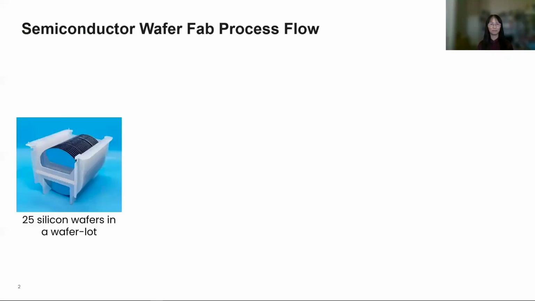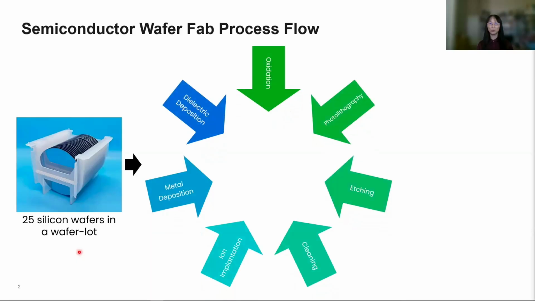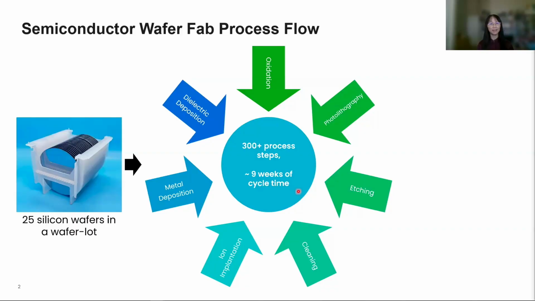manufacturing operations. Here is an example of semiconductor wafer fab process flow. We start with 25 silicon wafers in the wafer lot. All 25 wafers will go through various processes to grow dielectrics or conducting material. Then it will be patterned to make into integrated circuitry within a die. In this case study, the technology involved more than 300 process steps.